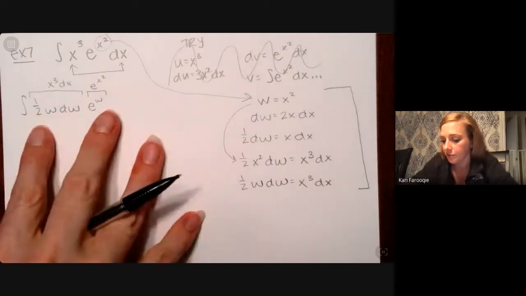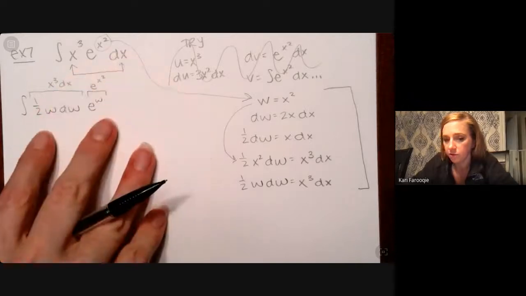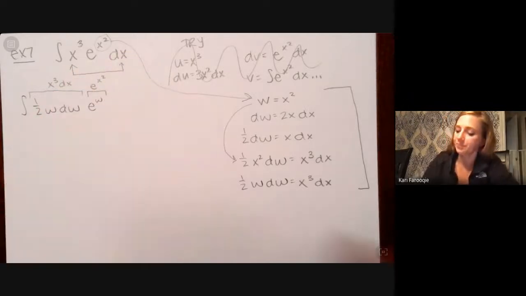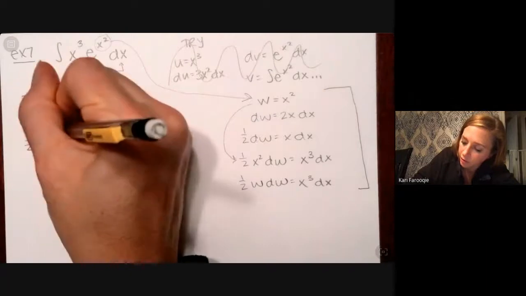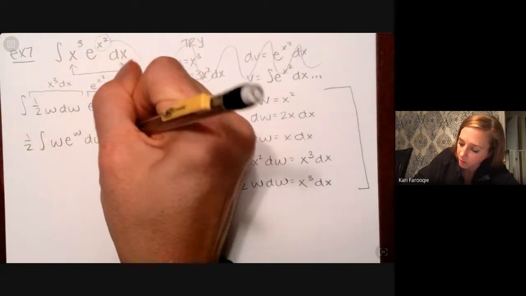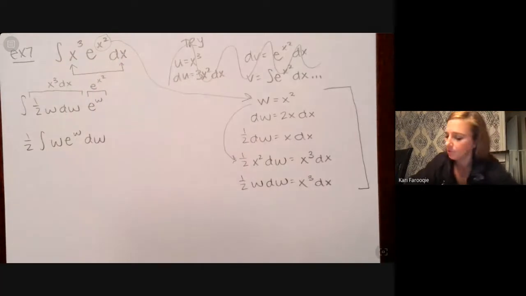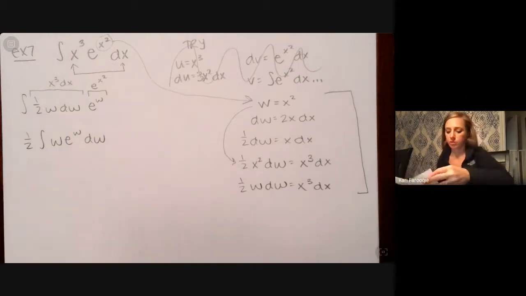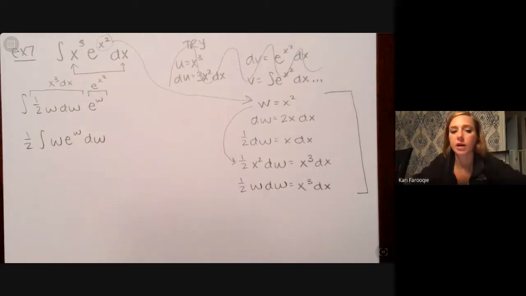Okay, so we've rewritten the integral now in terms of w. So we're going to now pull that 1/2 out and we'll say this is w e to the w dw. And now this looks very much like what we did way back in example 1, where I gave you 2x e to the 3x dx.